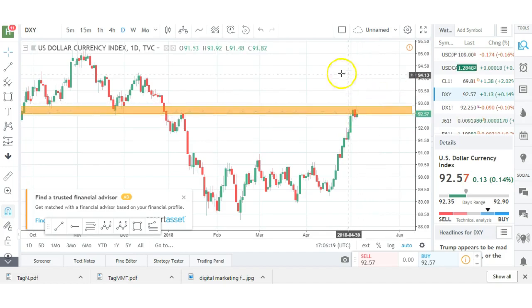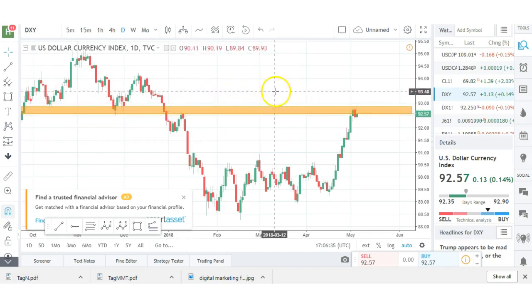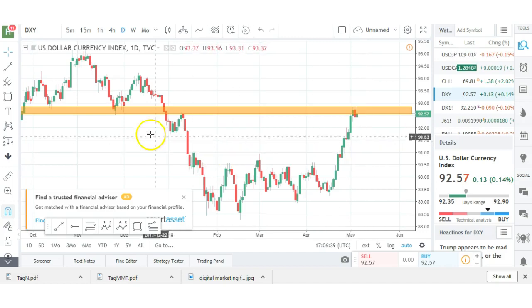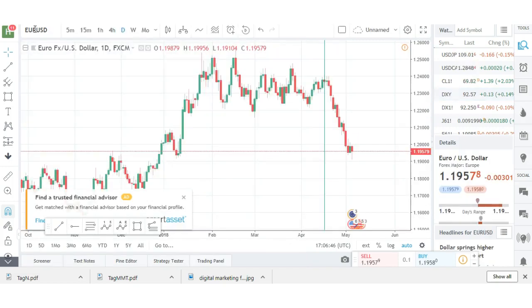Okay, so from looking here, we could possibly be expecting a downward move in the dollar index. If we don't get a break and hold above this zone here, we could be possibly looking at a downward move, guys. So let's look at the euro dollar. One of the first pairs I would trade in the portfolio would be the euro dollar.